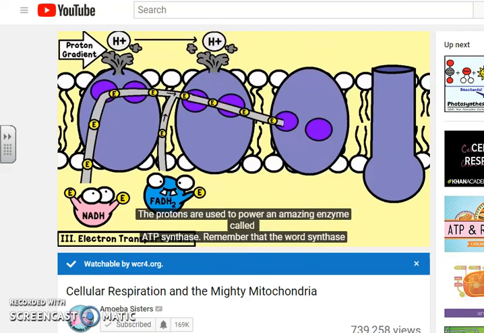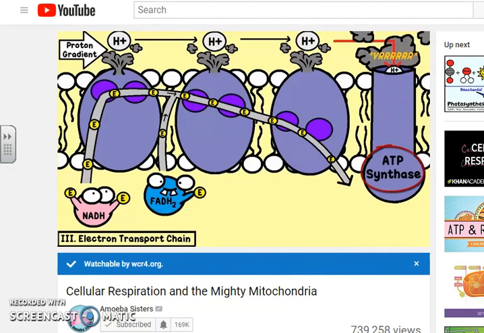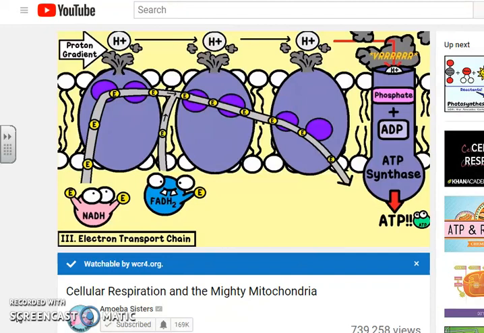The protons are used to power this amazing enzyme called ATP synthase. Really, if I could be any enzyme, I'd be ATP synthase, because this enzyme takes phosphates and adds them to ADP. And if you add one phosphate to ADP, you make ATP. So that's what ATP synthase does. It makes ATP by adding those phosphates.